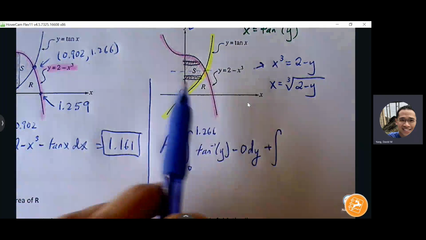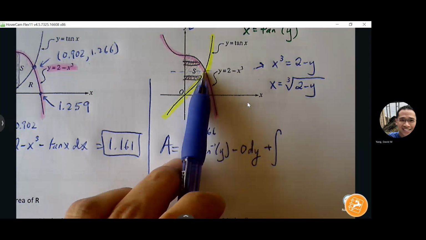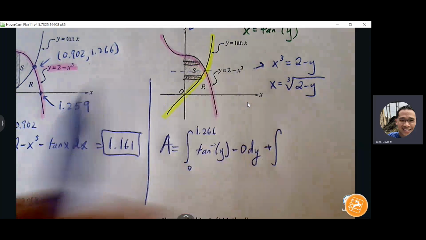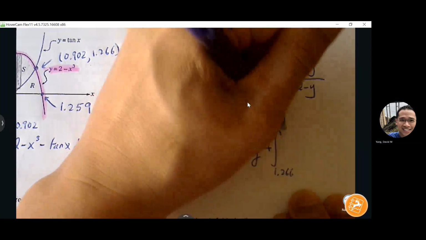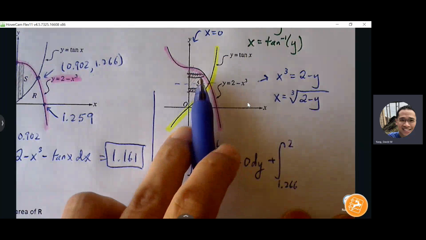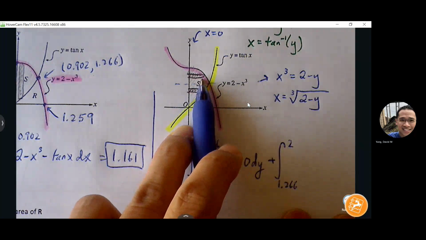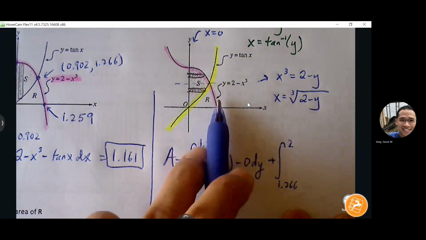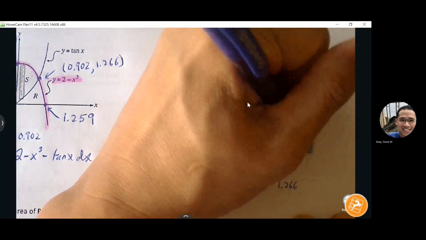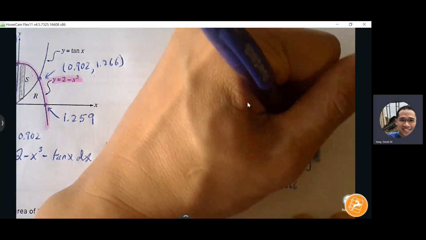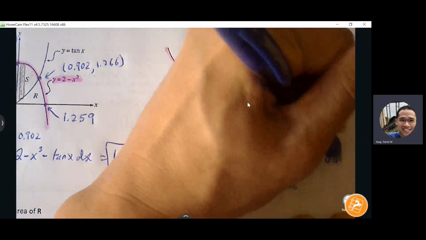of region S. I want to go from 1.266 to 2. Good, right? So we have to make that adjustment: everything's in terms of y here. All right, right minus left. The right endpoint of my region here is cube root of 2 minus y, minus 0.